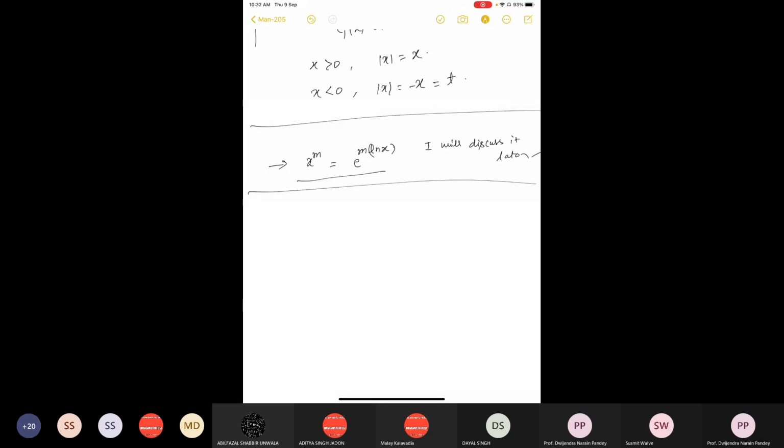Okay. So now coming to the variation of parameters method.